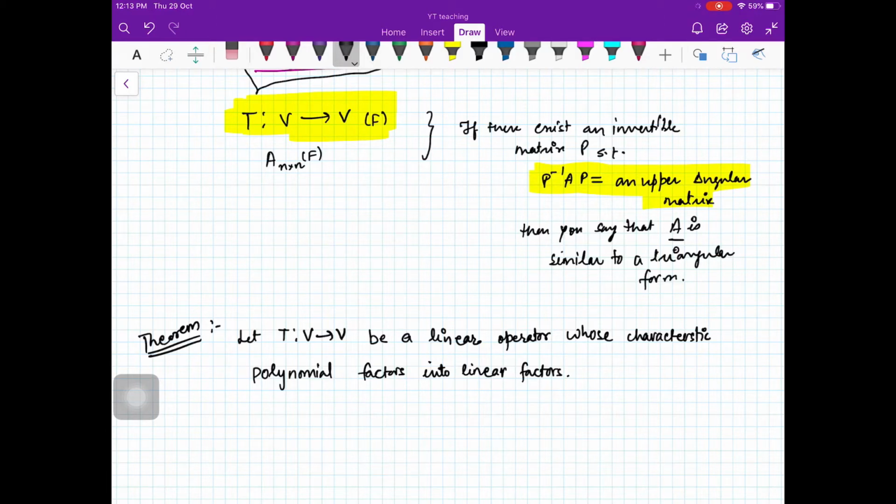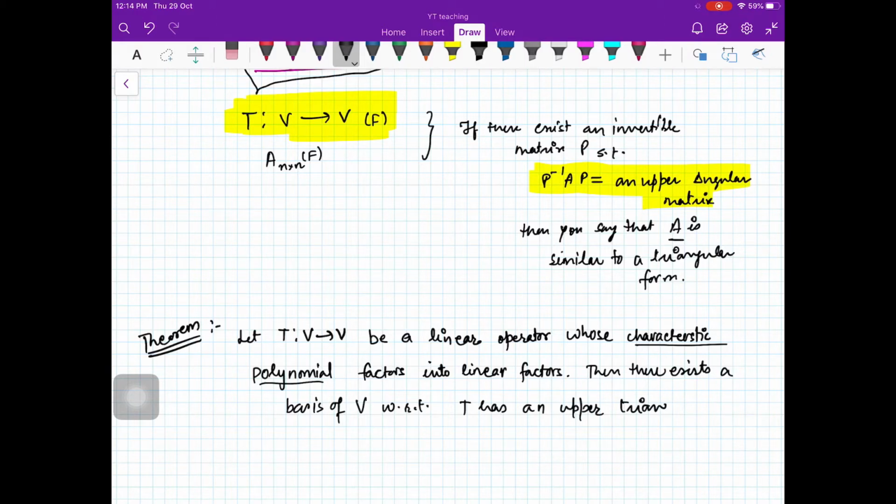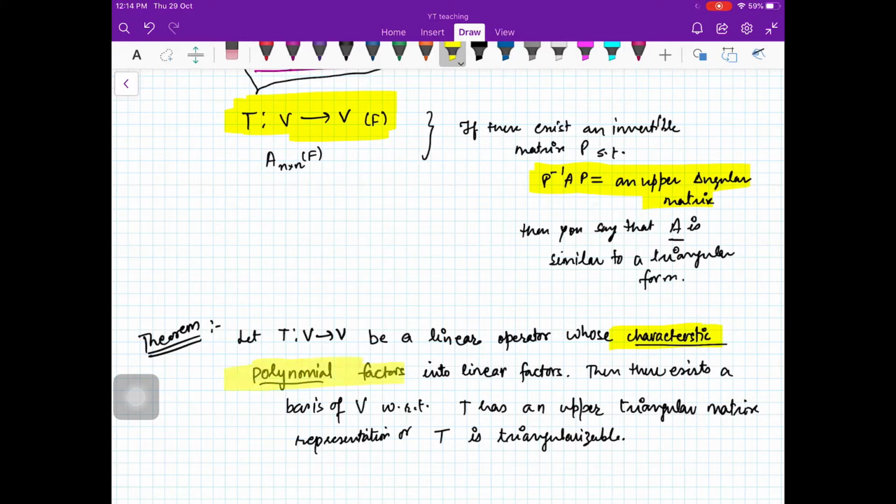So we are saying that if the characteristic polynomial is factored into linear factors, then there exists a basis of V with respect to which T has an upper triangular matrix representation, or you can say that T is triangularizable.